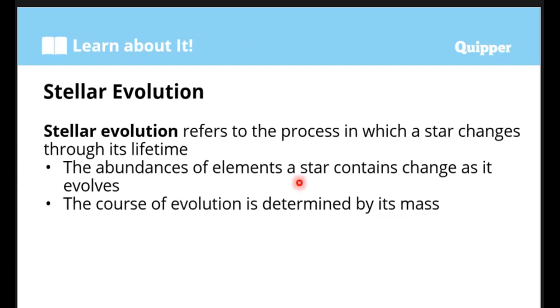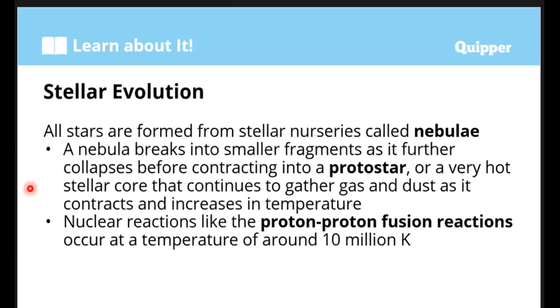The levels and sizes of stars are actually based on the abundances of elements that are being combined in that particular star. It still continues to change as it evolves, and the biggest star among all of them is what we know as the sun. And the course of evolution is determined by its mass.